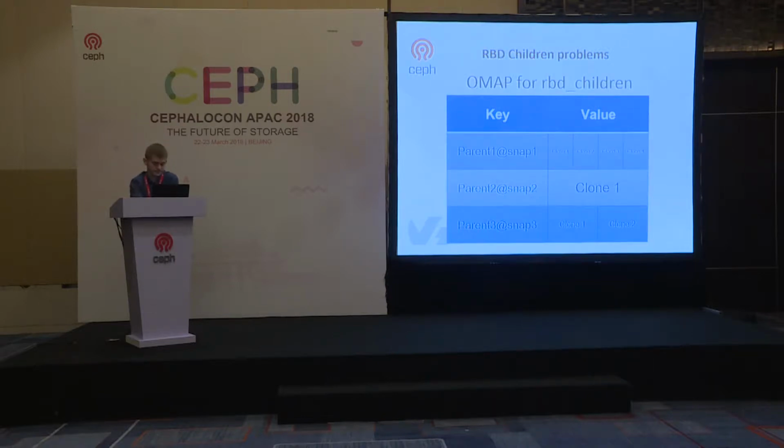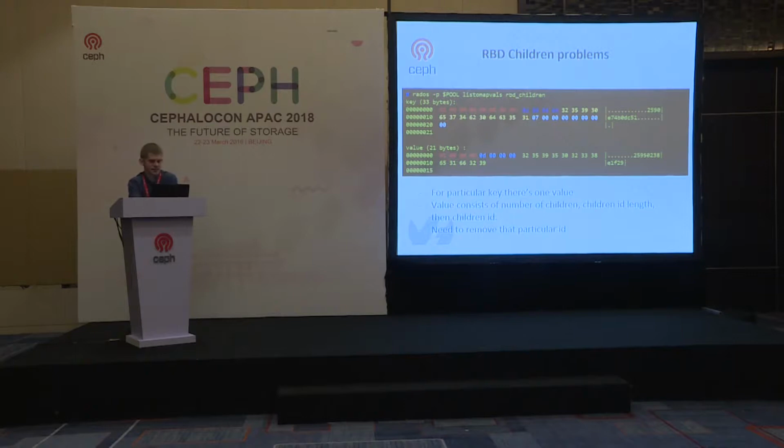Sounds simple. It's not. It's not because this is binary data, and you need to know how it is formatted and how to modify this data without destroying your rbd_children object and doing even more damage. So for a particular key, there is one value, and value consists of number of children, children ID length, then children ID, and we need to decrease the children count and remove the offending ID.